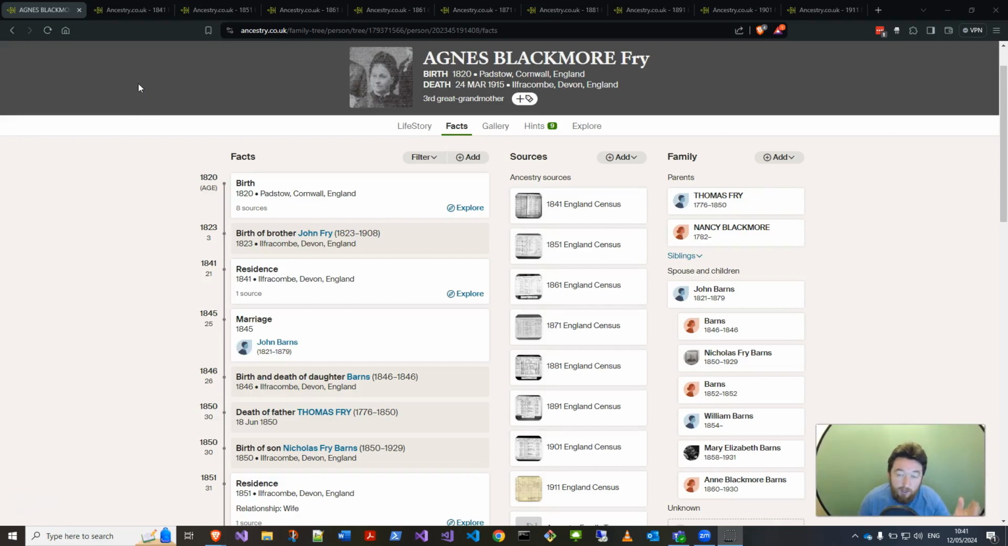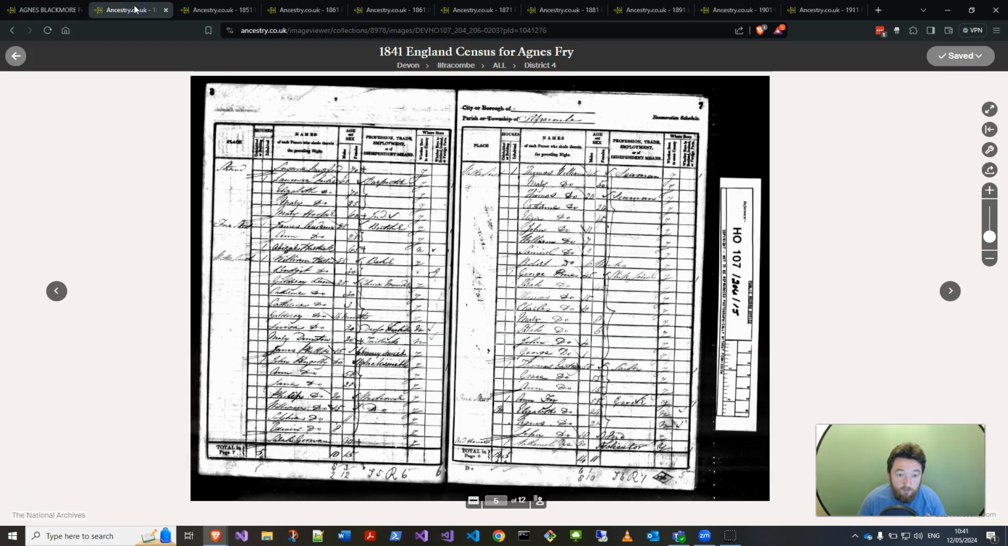Okay, so let's have a look at every census for England and Wales for my same ancestor in quick succession, and we'll see the differences between them over time. So I've queued them up here. 1841 census. Now the first thing you'll note, actually we've got 2 pages, so that means there's much less information than there is in later censuses.